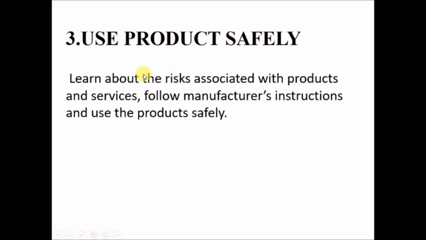Third is use products safely. Learn about risk associated with products and services, follow manufacturer's instructions, and use the product safely. So you should remember that whenever you are buying a product, certain instructions and warnings are given by the manufacturer, and they are normally there on the label of the product. You should always read them and follow them, because these are meant for your safety.